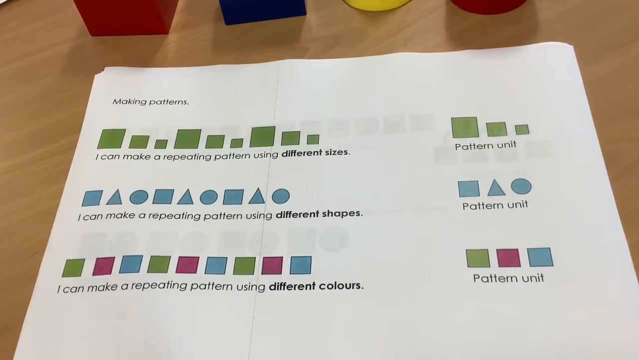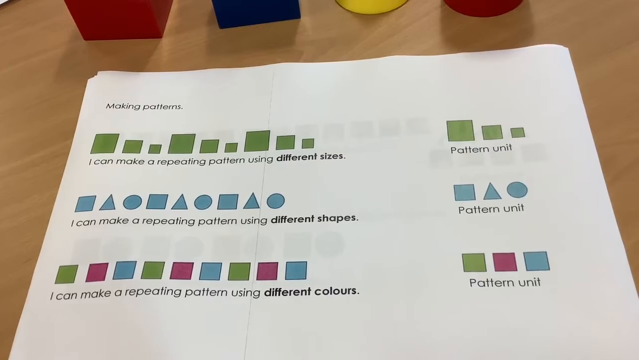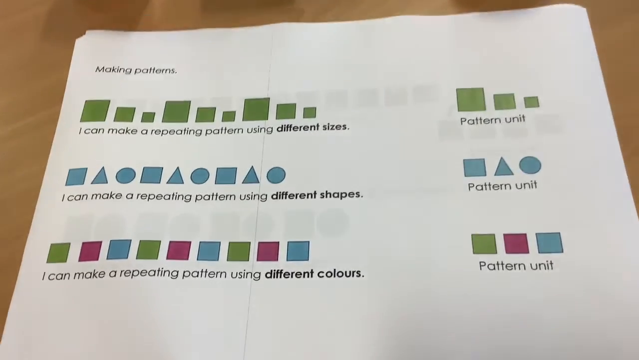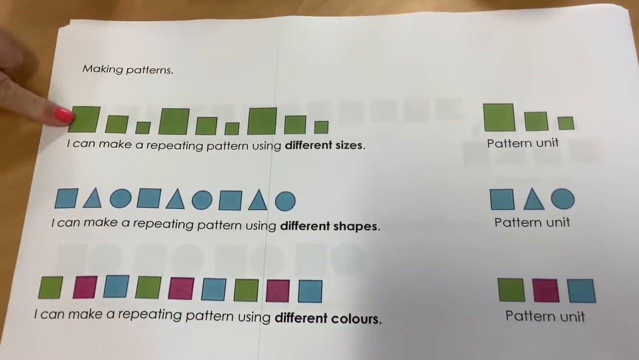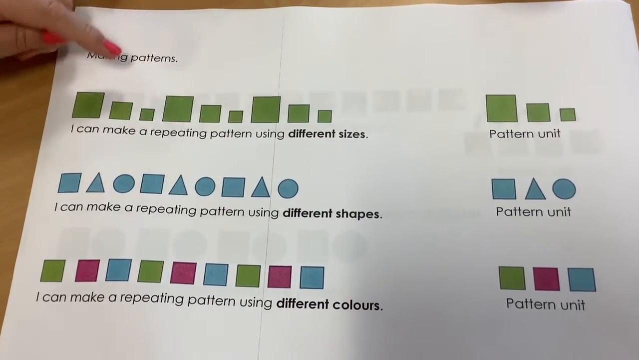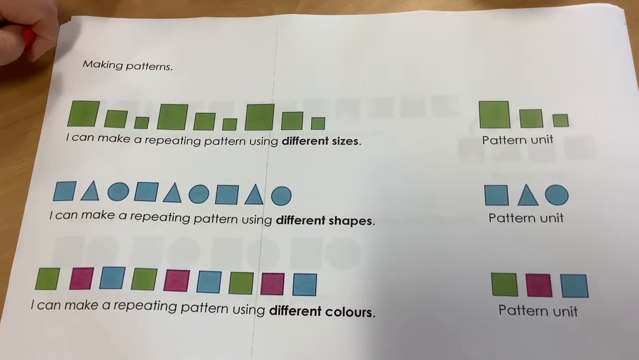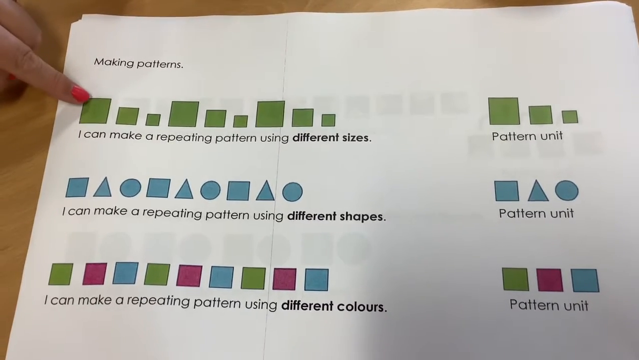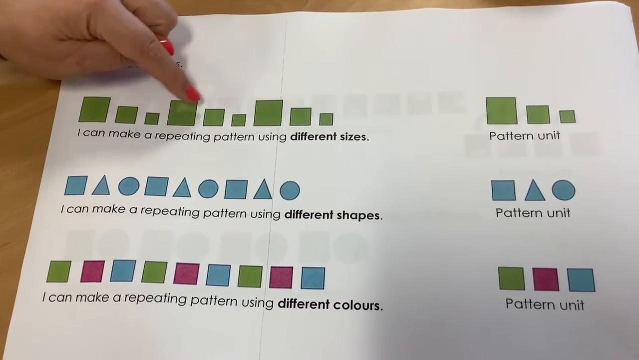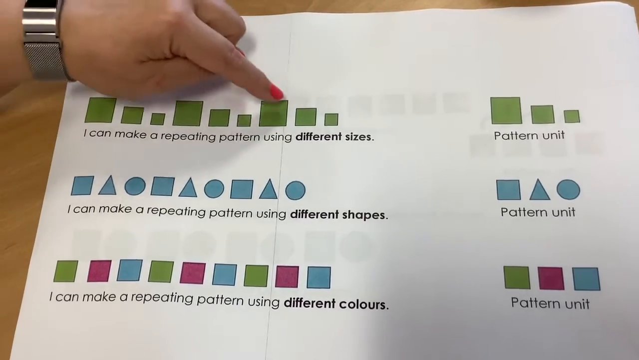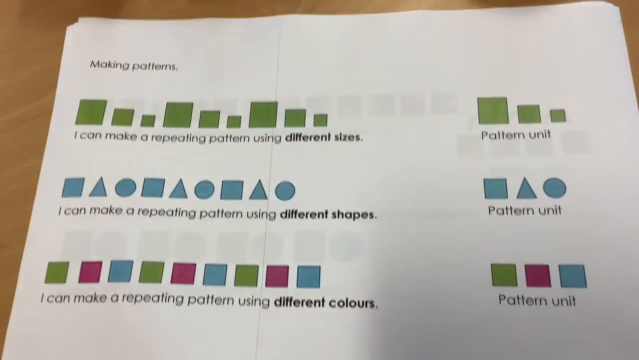Now, as you can see, we are using some of the shapes that we've been looking at earlier in the week. And we can make patterns in different ways. So if you have a look at this one, all the shapes are squares, but they are different sizes. And our repeating pattern, our pattern unit, is a large one, a middle-sized one, and a small one. And then it repeats. Large, middle-sized, small. So we would call that our pattern unit.